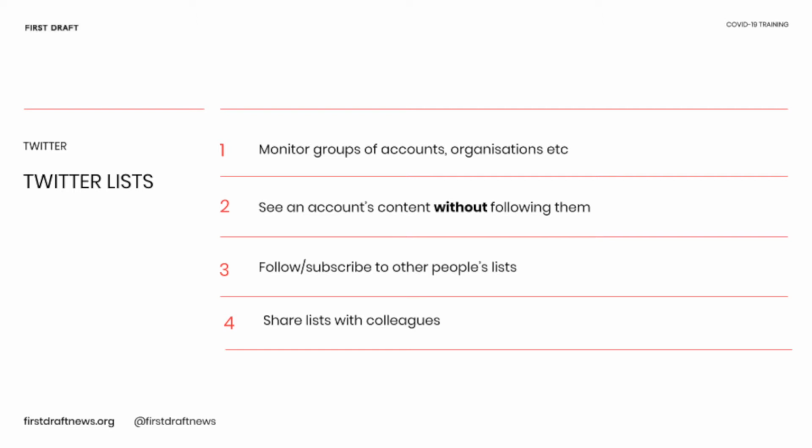The other cool feature about Twitter lists is that they let you see someone's content, what they're tweeting about, without having to follow them. And they're also collaborative, so you can follow other people's lists that they've made or share the ones that you have made with colleagues, because it's always better when we work together, right? Let's have a look at how they work.